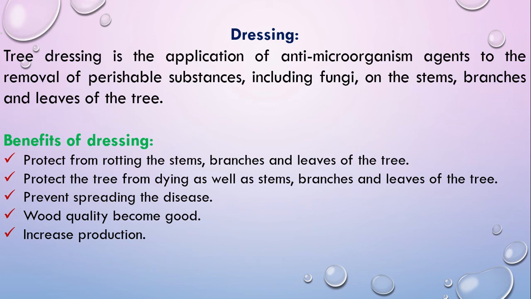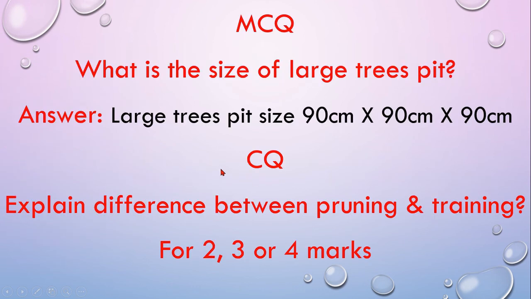And this dressing is very, very important for the plant: it protects the stems, branches, and leaves from rotting, protects the tree from dying, prevents spreading of disease, makes the wood quality good, and increases production. So this type of benefit or importance we can get from the process of dressing. And this one is important as well. Sometimes you can get the question what is dressing, or write down the benefits of dressing. So this is all about this chapter's questions.